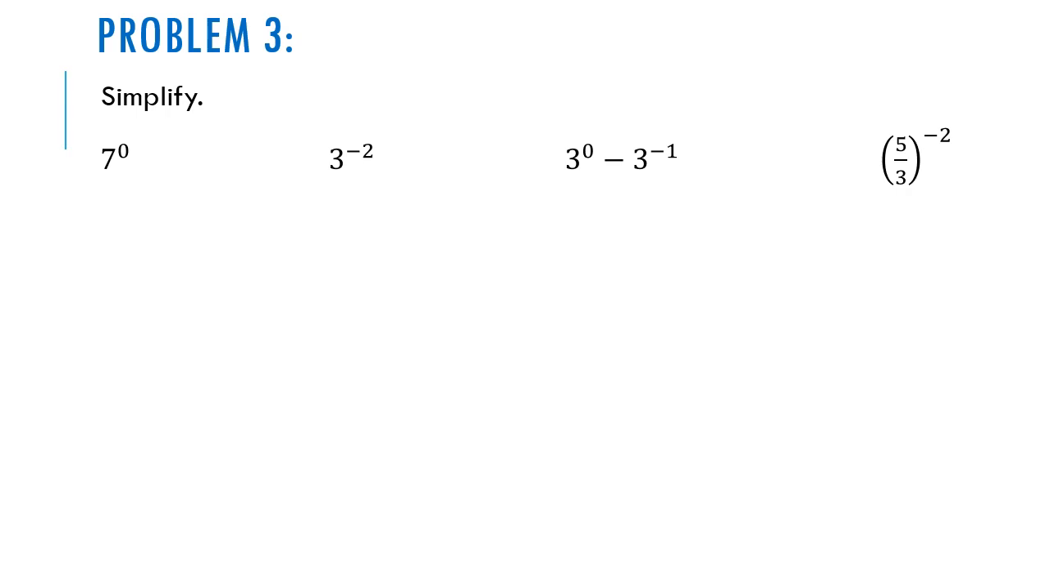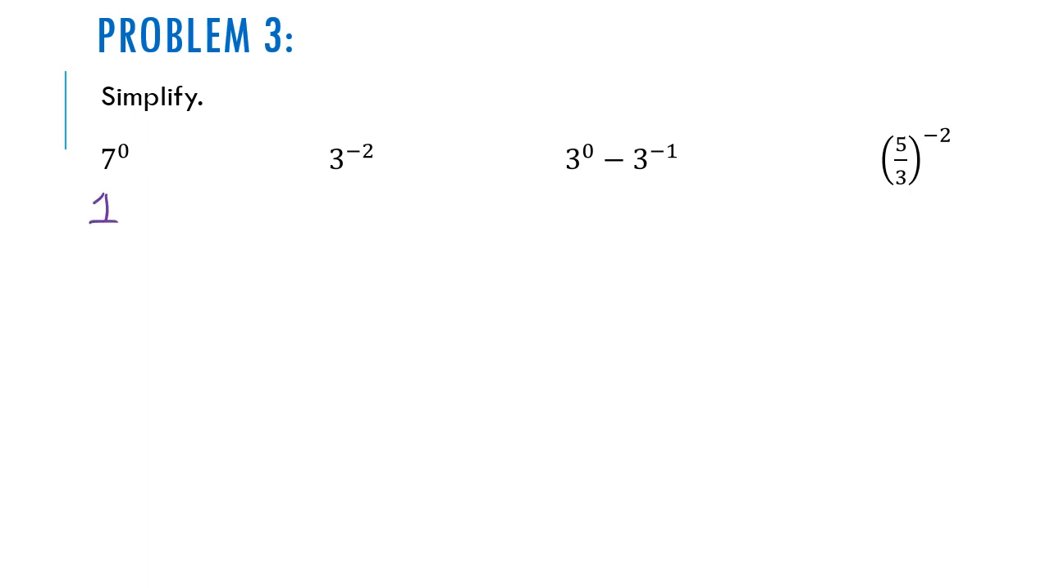Okay, this is the last one we're going to do, and it's just asking us to simplify. Some of this is just a little quick review. There's some that have a little nuance that I'd like to talk about, just in case you come across it in your assignment. We have 7 to the 0 power. We know that any number to the 0 power is 1, except for 0.